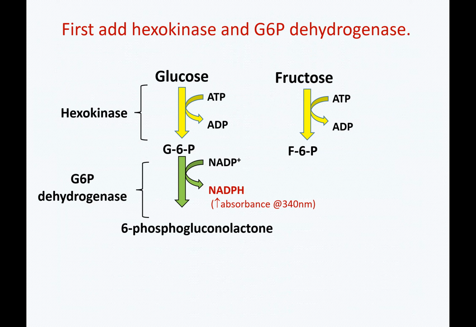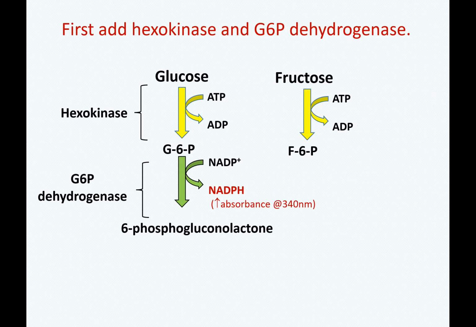It will convert G6P to 6-phosphogluconolactone, while a molecule of NADP goes to NADPH. This will cause an increase in absorbance. One molecule of NADPH will form from one molecule of glucose, so we can measure the levels that way.